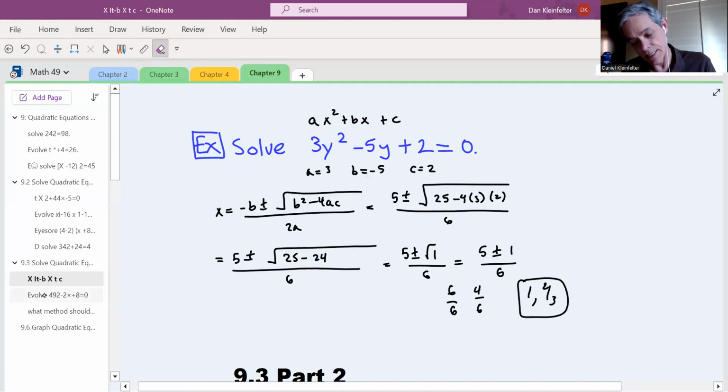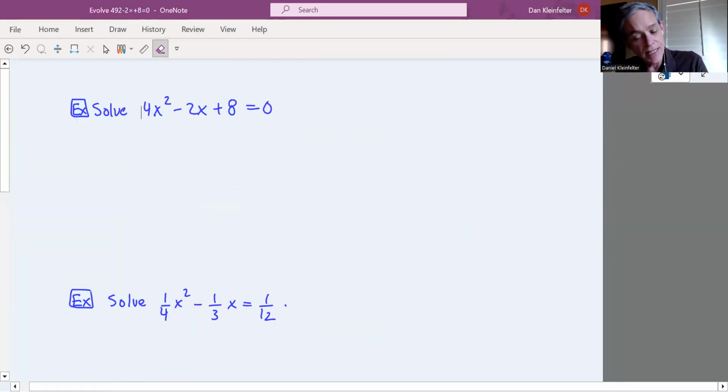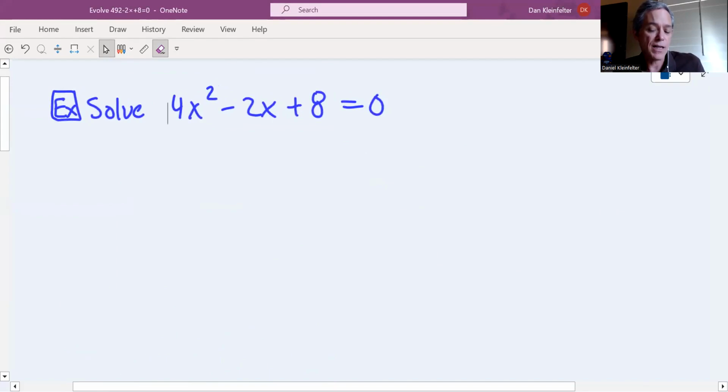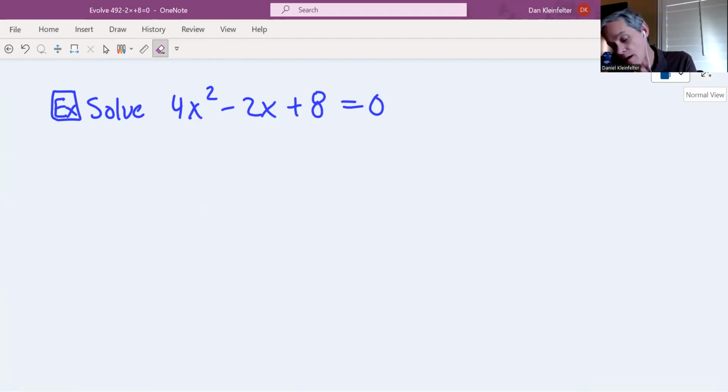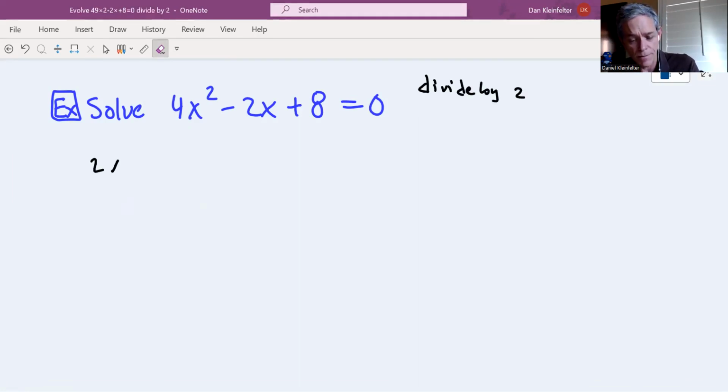We have just a few more examples. In the next one, we have 4x squared minus 2x plus 8 equals 0. On this one, you'll notice that all three terms have 2 as a common factor. So I would here begin by dividing by 2, just to make the numbers a little smaller. We'll have 2x squared minus x minus 4 equals 0.